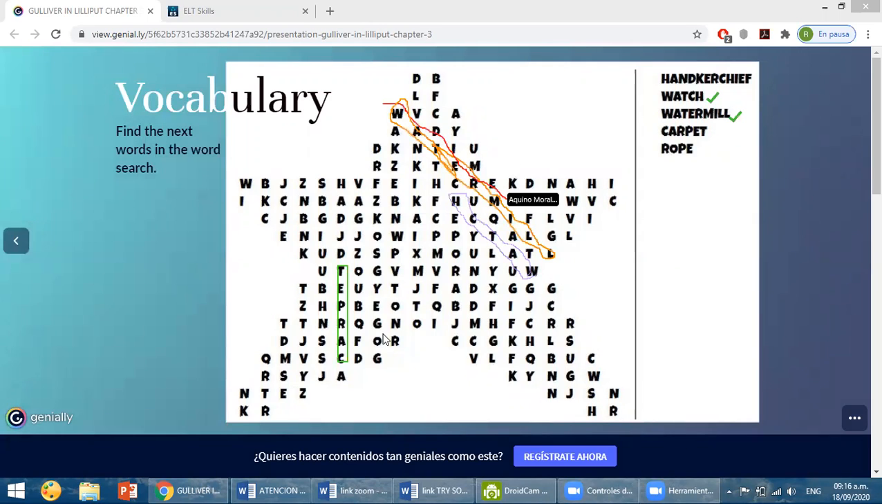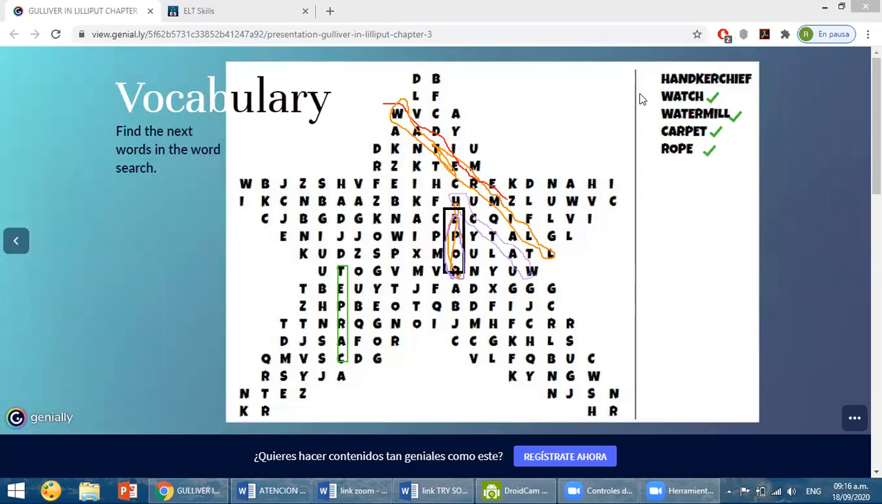Watermill. Carpet. Good. Carpet. Handkerchief, this word, and rope, the rope. Oh, very good, Angel, good. Rope is there. Only one place, only one time, no more. Angel was the first. And handkerchief, the last word. It's missing one. Handkerchief.